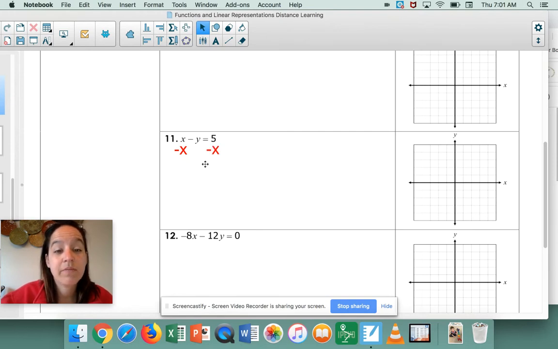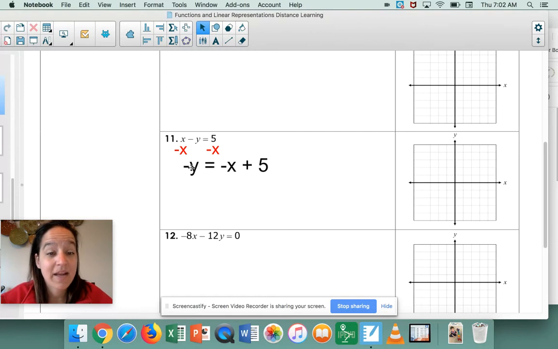So now I'm left with, and this is really important, see how it says minus x up here in the original? That means that when I rewrite it, that minus has to follow. So that's actually a negative x right now. And I have negative y right now. So now I have negative y equals negative x plus 5. Whew, lots of negatives.